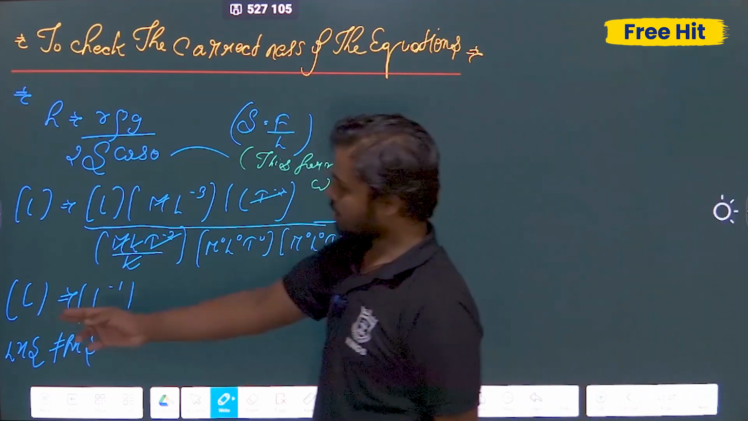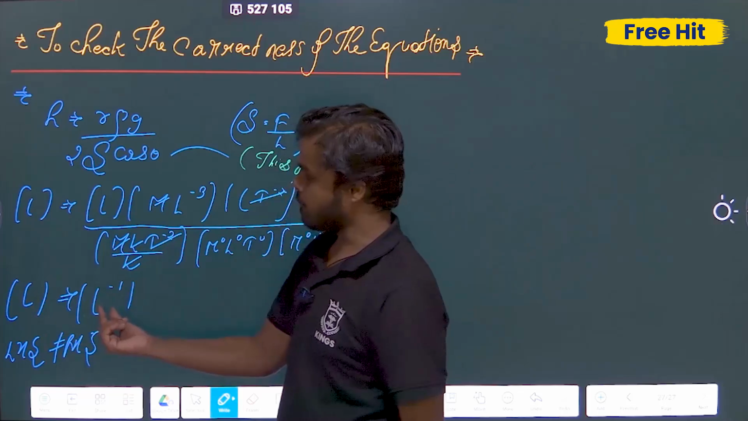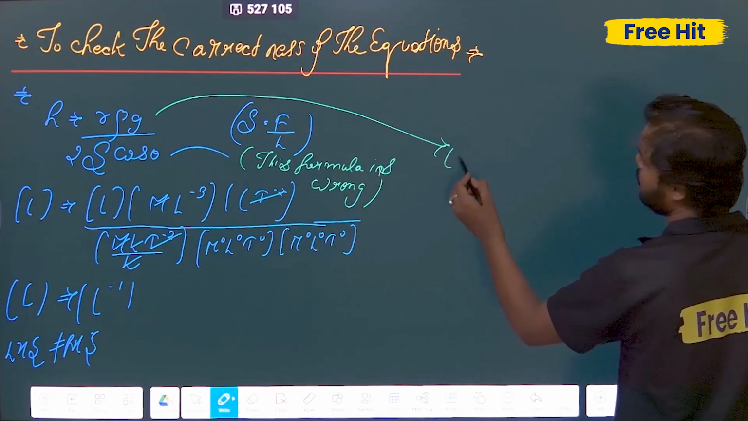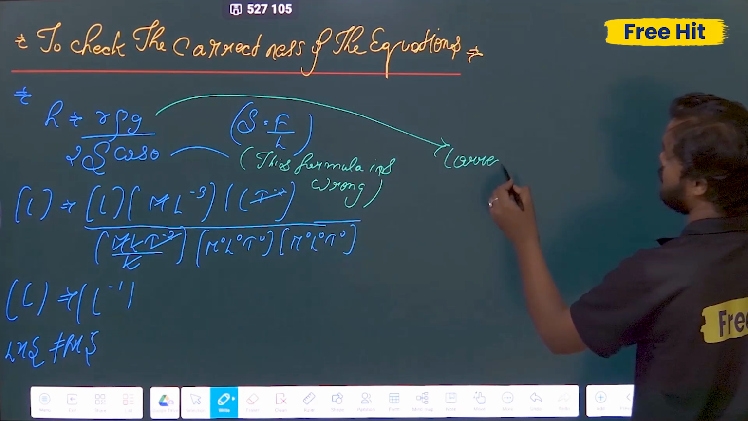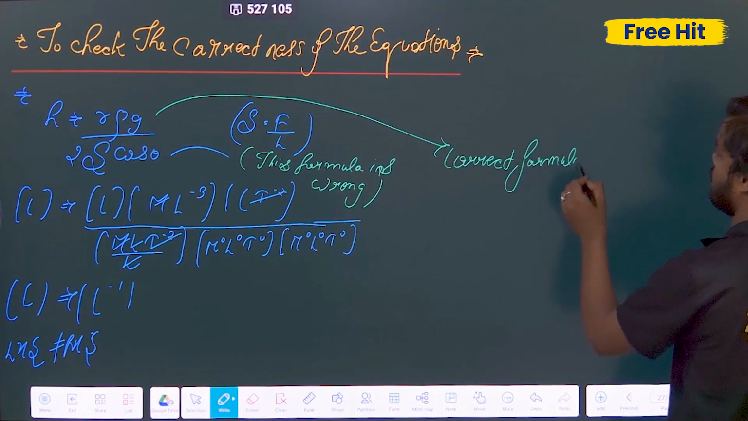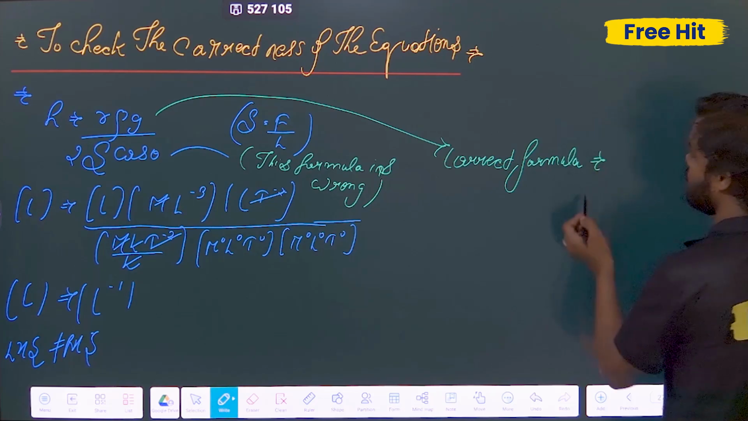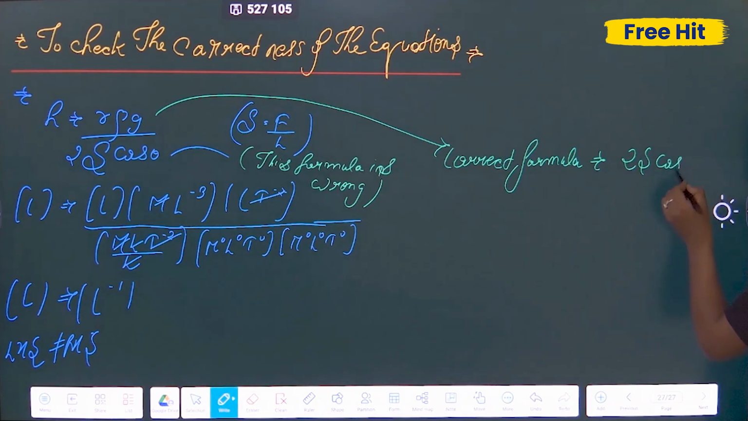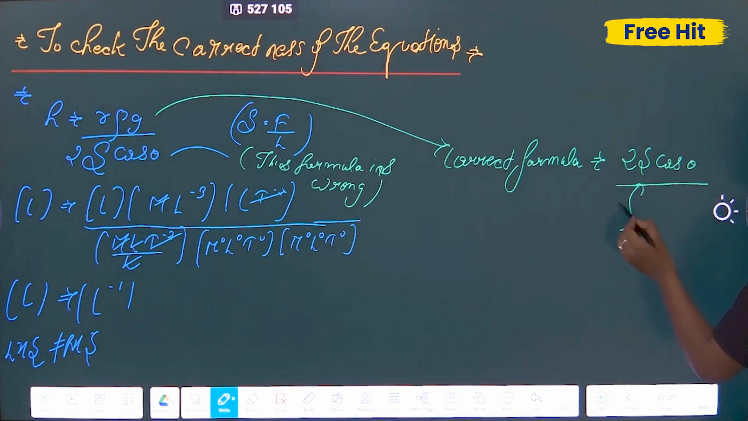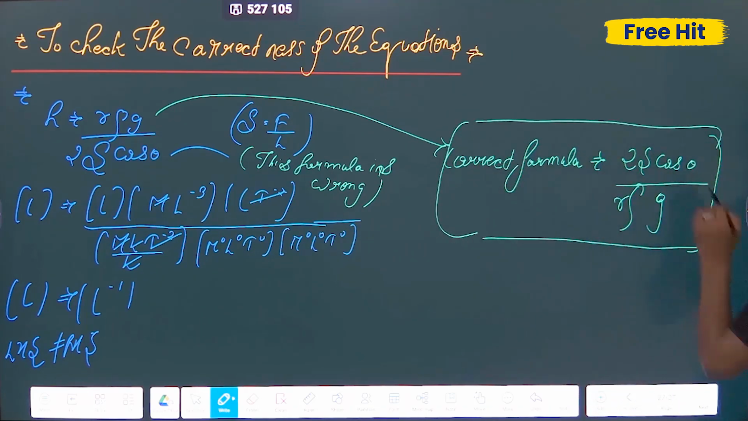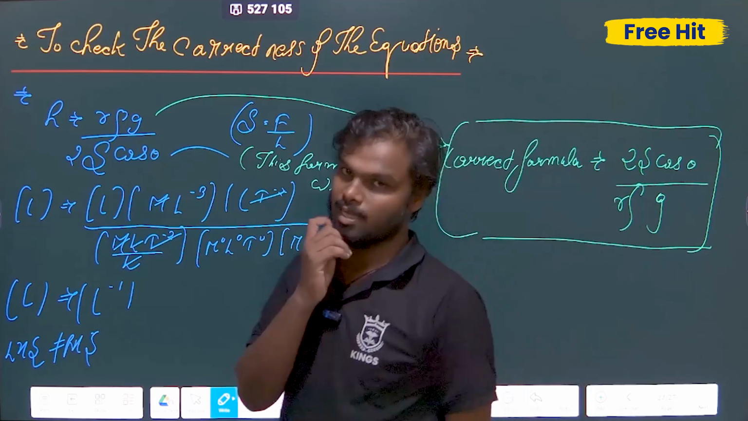Here we are getting L and here we are getting L inverse. So what will be the correct formula? The correct formula will be 2s cos theta divided by rho g. That is the correct formula. So that is a use of dimension analysis.